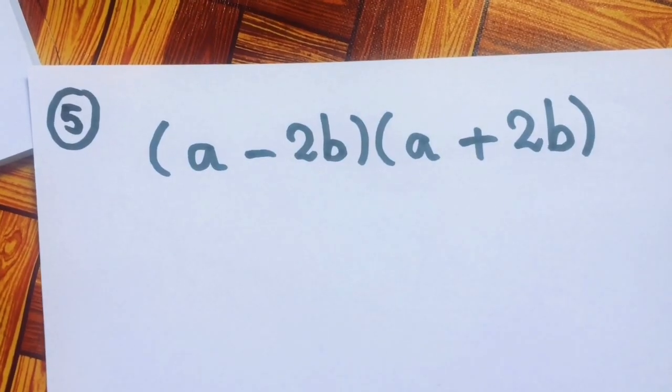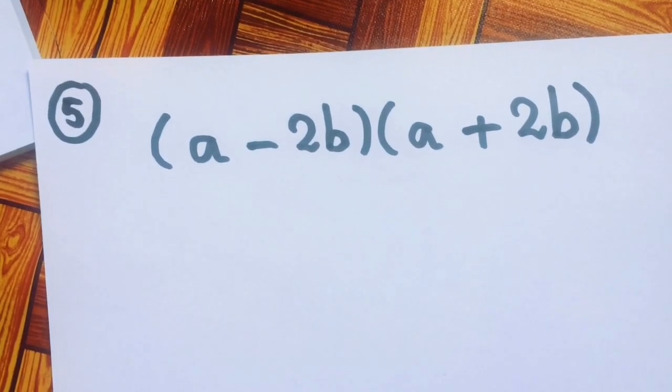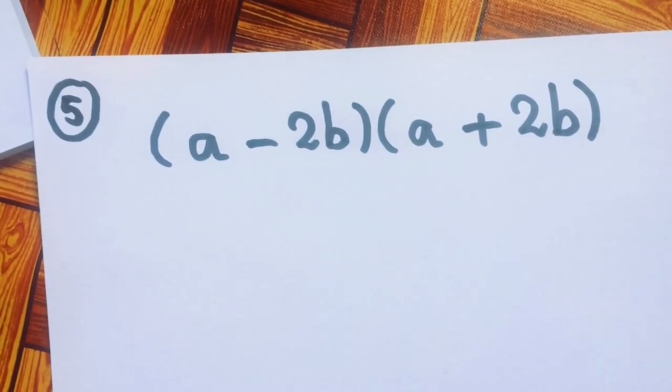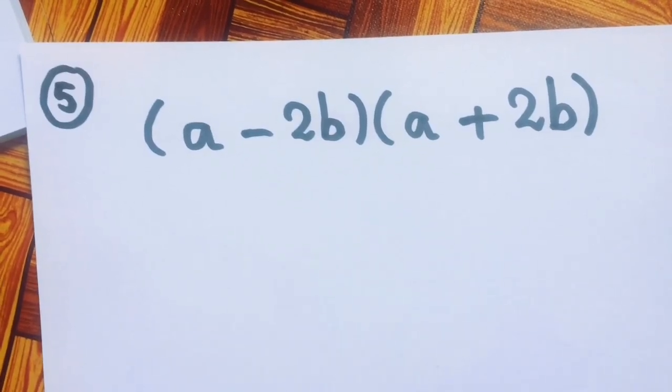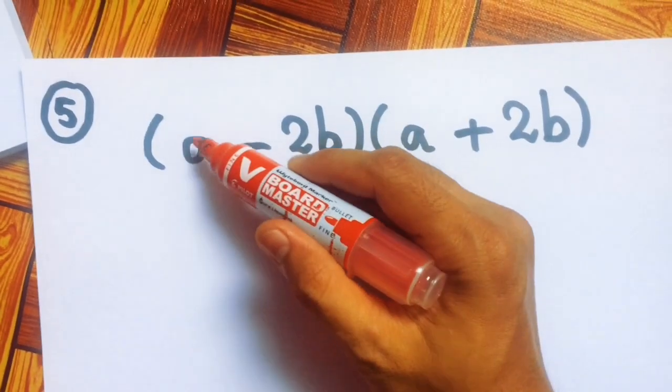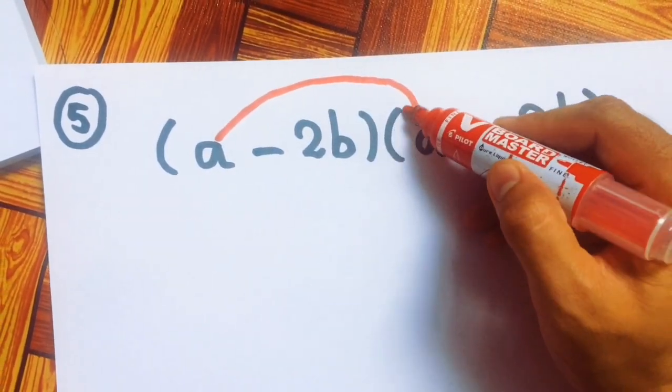Now look at example number 5. You have bracket a minus 2b, and then you have to multiply with bracket a plus 2b. For this kind of example, you must do 4 multiplications. The first multiplication will go from a to a. So this is our first multiplication.